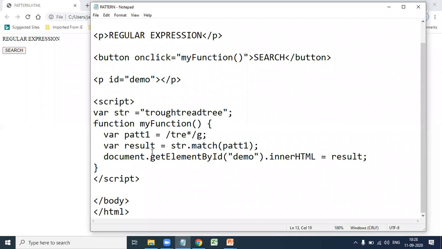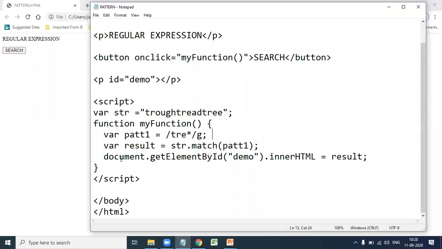Next, result equal to str.match(pat1). That means we match the string with the pattern pat1. Here str is the string, so we match the given string with this pattern.